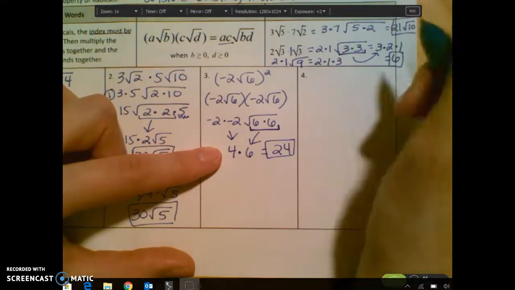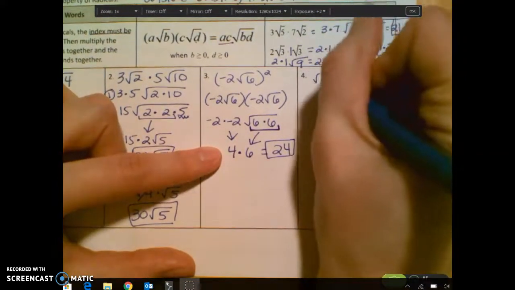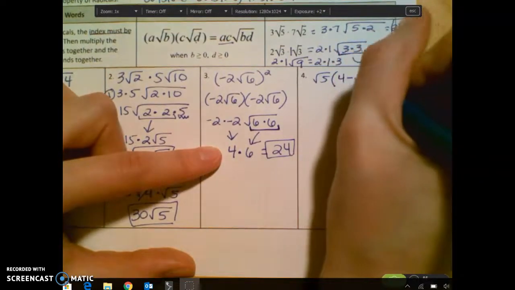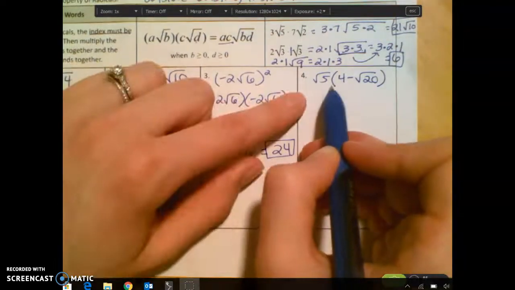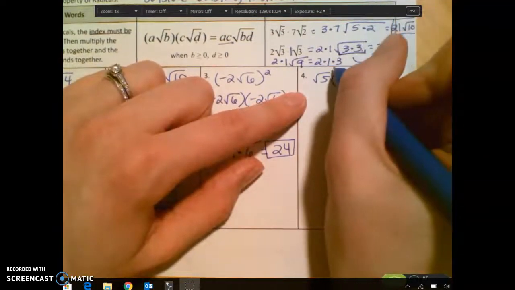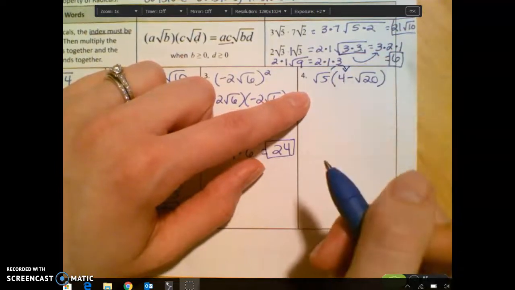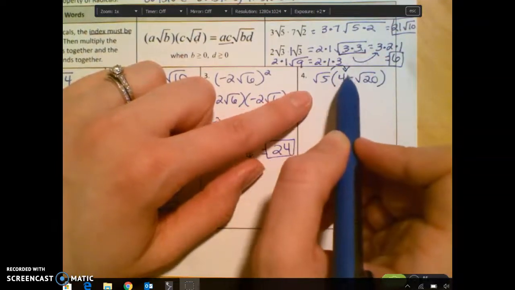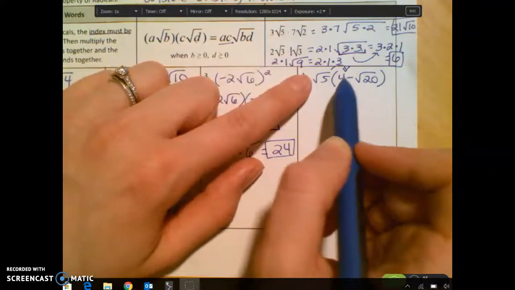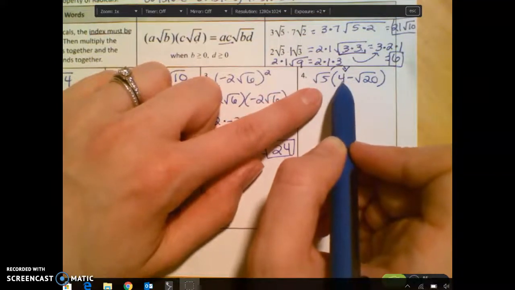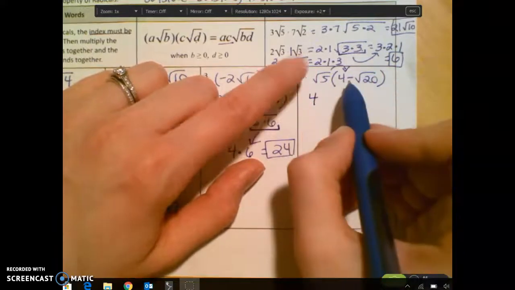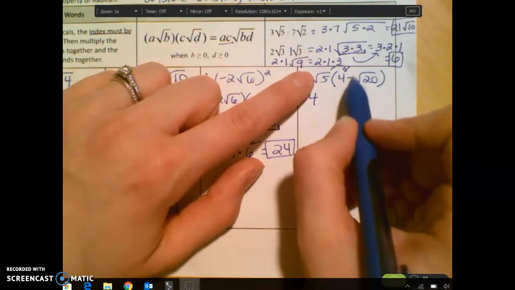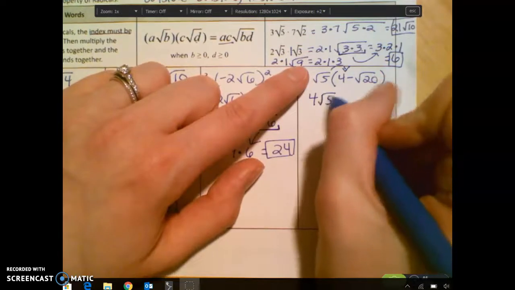Last problem for multiplication is going to be root 5 times 4 minus root 20. Well, what do we do when there's something outside of the parentheses? We distribute. So I'm going to distribute that root 5 to the 4, square root of 5 times 4. Again, we're going to do outside, outside, inside, inside. And this one's kind of tricky because the 4 does not have a square root. So when we do outside, outside, we do 4 times 1 is 4. And inside, inside, there's no inside on the 4. So we just take the root 5.